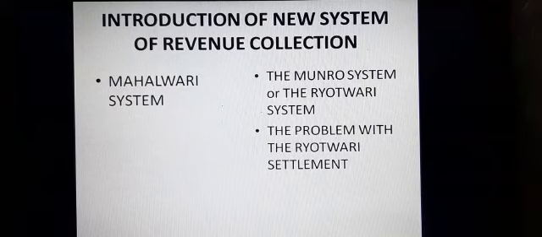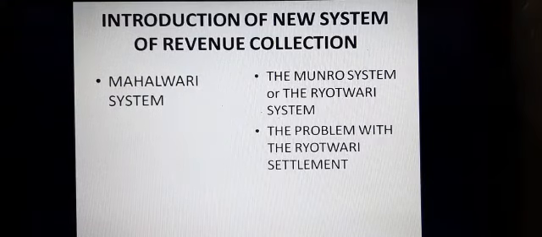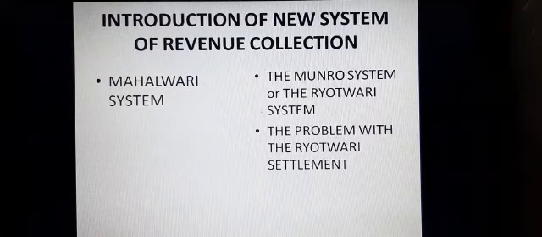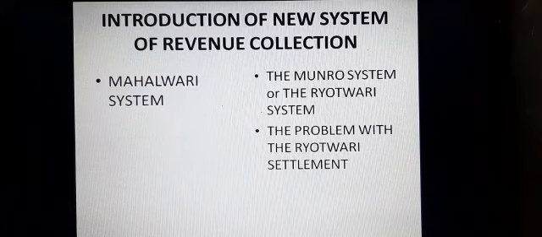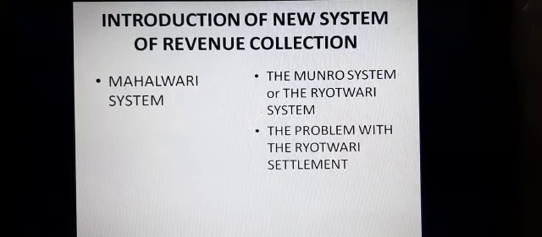Now, the introduction of a new system of revenue collection. Now the British changed the version of the land settlement that was introduced in the Ganga Valley, northeast frontier province, parts of central India and Punjab. This new system was the Mahalwari system. Students, it was introduced by Holt Mackenzie in 1822.